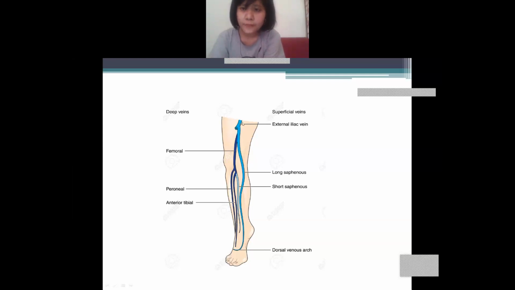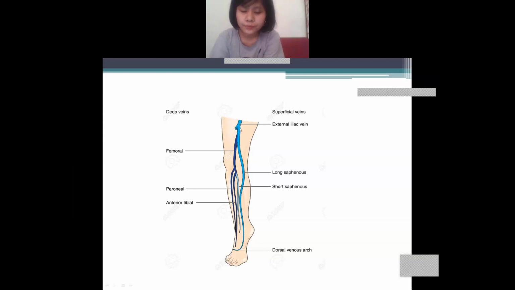Understand? So the deep veins lie deep beneath your muscles and tissues. And the superficial veins, where do they lie? Just at the lower part of your skin. These superficial veins, they are located there. Understand?